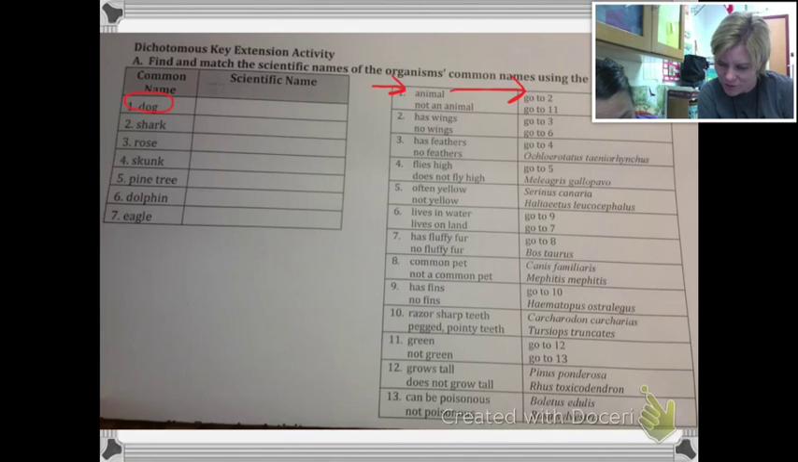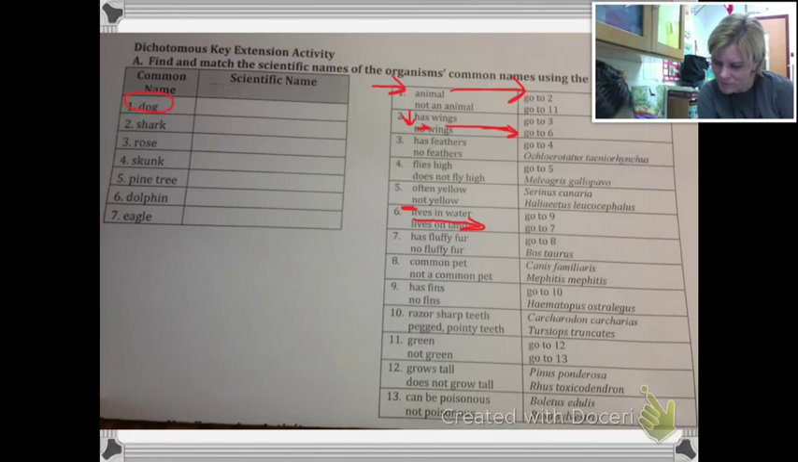No, so we skip down to the one where it does not have wings. Now the directions say to go to 6. Does this organism live in the water? No, he lives on land. So now the directions tell us to go to 7.